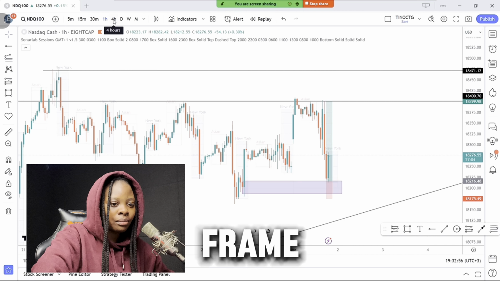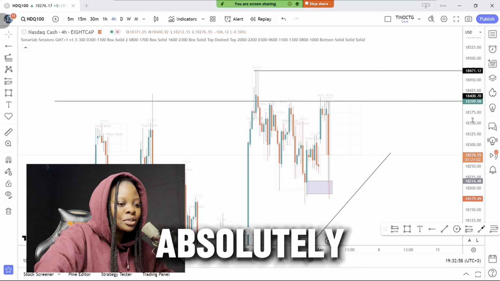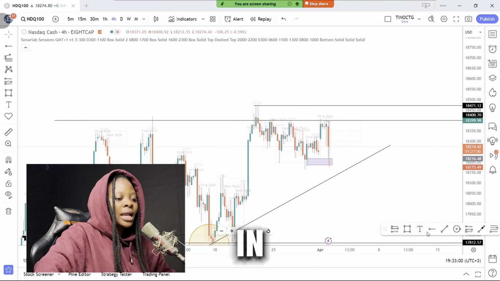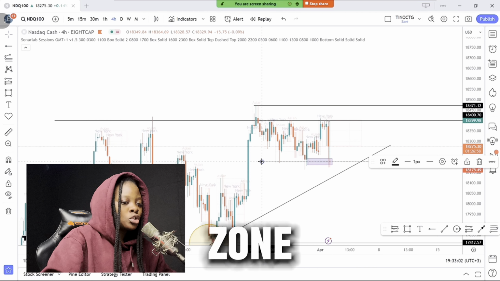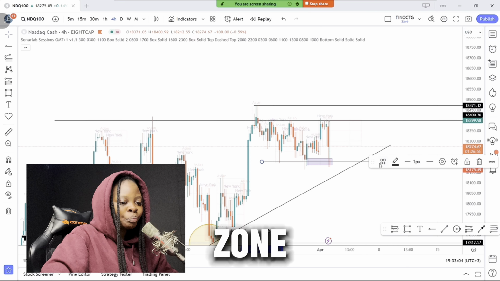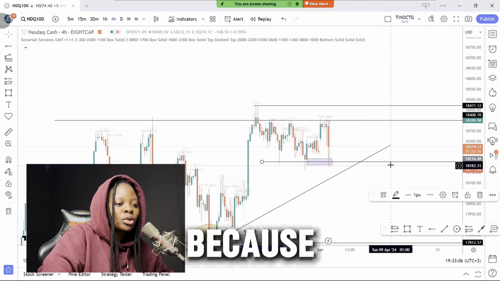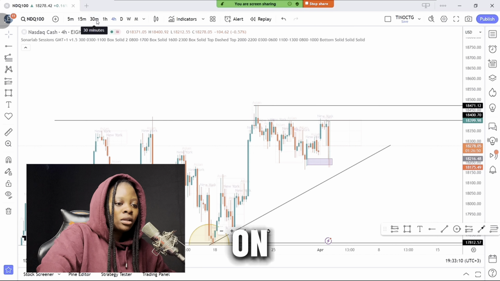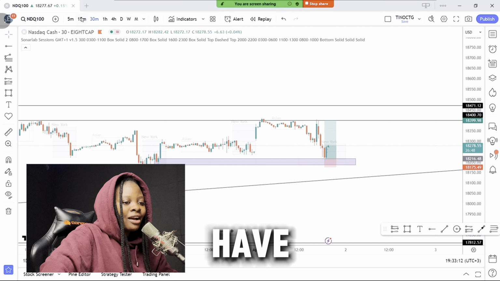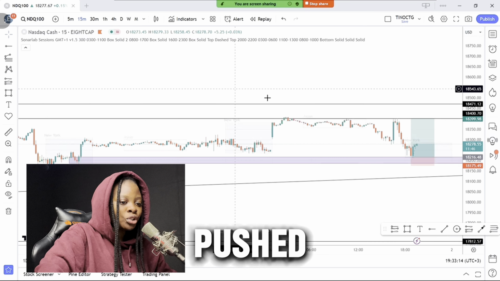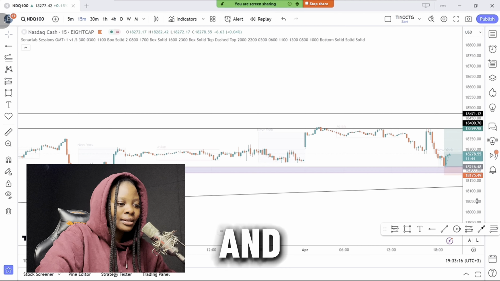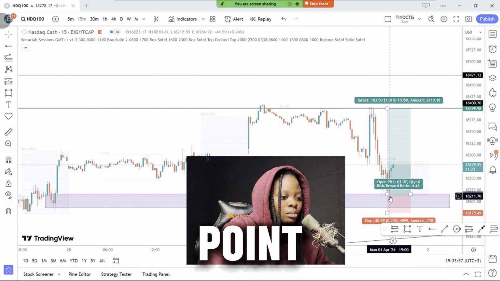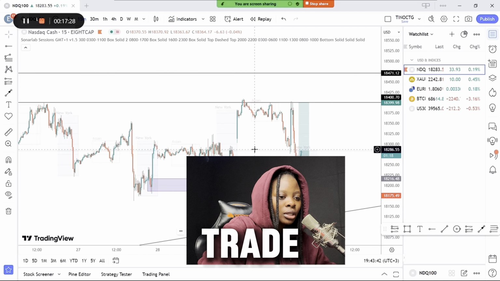On our 1 hour and 4 hour time frames, you can see it has absolutely rejected that zone. In the previous video, I said you should look out for this zone. If the market rejects that zone, you want to go in for buying positions because we are on an uptrend. That is what the fundamental is saying. On our 30 minute time frame, we have a whole 30-minute candle that just pushed up to the top like that. And at this point, I'm thinking of exiting this trade.